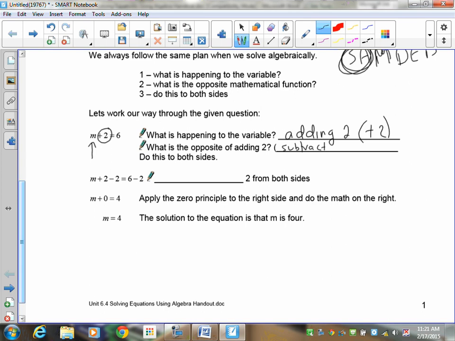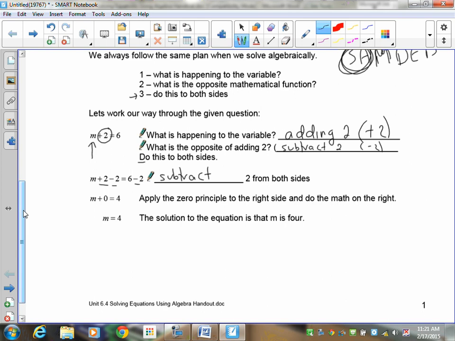Now that means that we're going to subtract 2 from both sides. And that's important. That's the third step right there. Once you've decided what you're going to do, you do it to both sides. So this is what I've done right here. You'll see I added 2, then I subtracted 2. You have to subtract 2 from both sides. It's got to be both, otherwise our pan balance will become unbalanced.